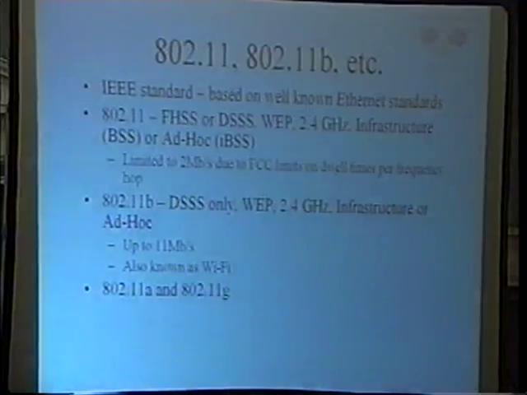So first, let's get through the number soup that we've got going on here. 802.11 is an IEEE standard in the whole 802 suite. 802.3 is Ethernet, wired Ethernet. I think 802.4 is FDDI or 5 is FDDI. I can't remember. Anyway, 802.11 is the one that we care about.